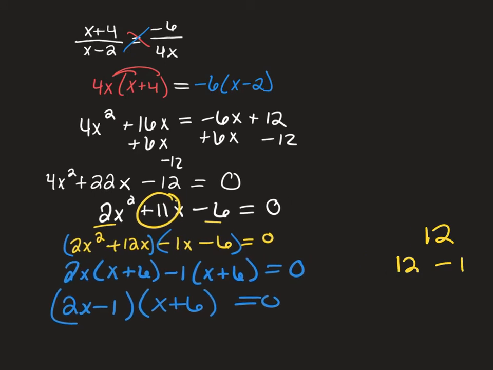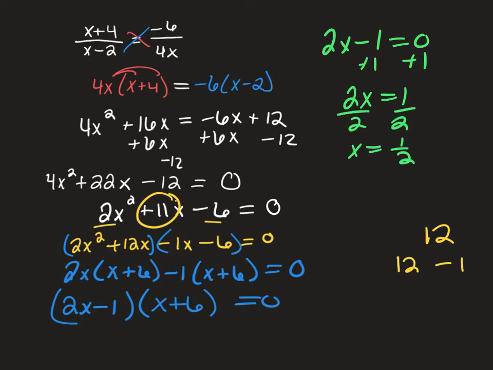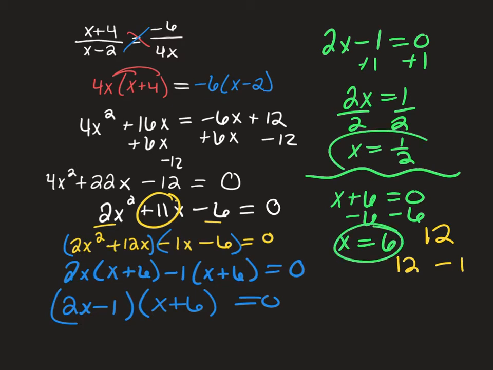So I'm going to do that up here at the top. So 2x minus 1 equals 0. So you add the 1 to both sides. So you get 2x equals 1 and then divide by 2. So x is 1 half. And then also x plus 6 equals 0. So you just have to subtract the 6 and x is also equal to negative 6. And that's how you get two solutions for that one. It is negative 6, sorry.